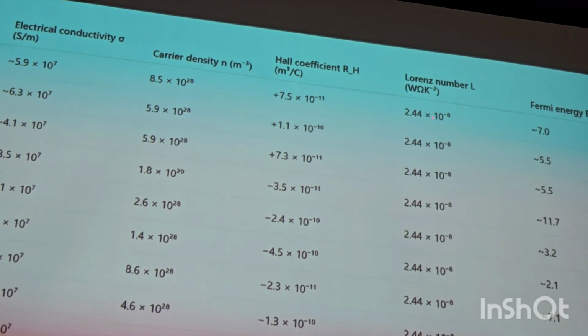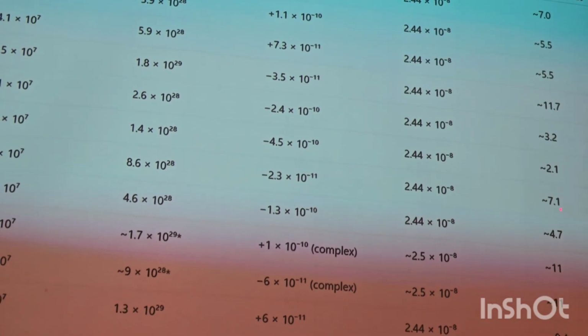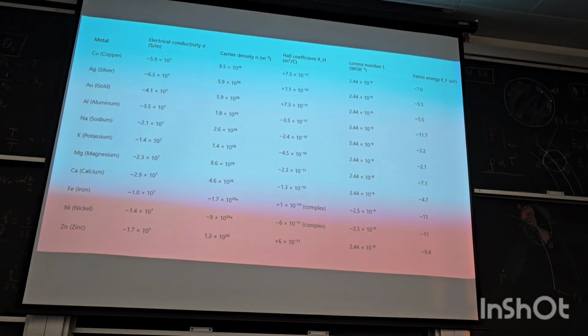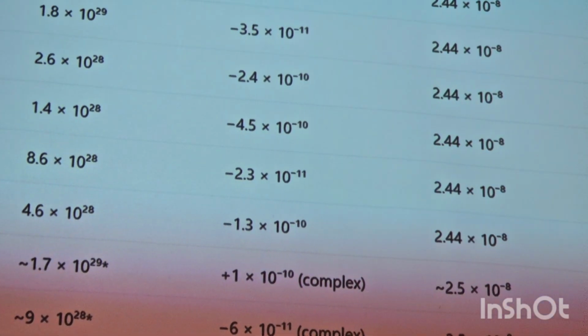So at large temperatures, this is the value for the Lorentz number. The Fermi energies for all of these electrons, as you can see, range from 2-3 electron volts to 10 electron volts and so on.